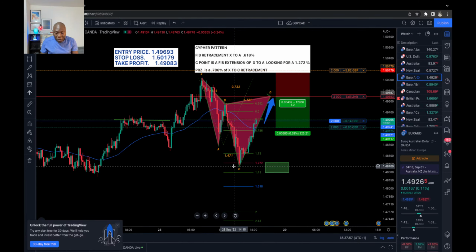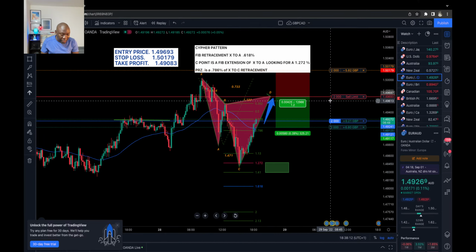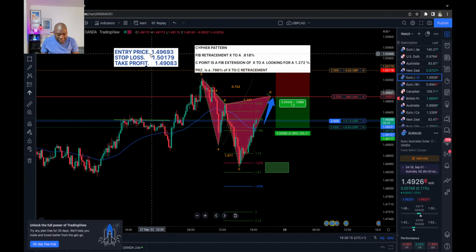This is the Euro Australian dollar pair. And I think for now the bulls are in control. I hope they'll be in control until price hits this section here. So my entry price, or the price I've set my sell limit at, is 1.49693. I put my stop loss at 1.50179, and my take profit is at 1.49083.